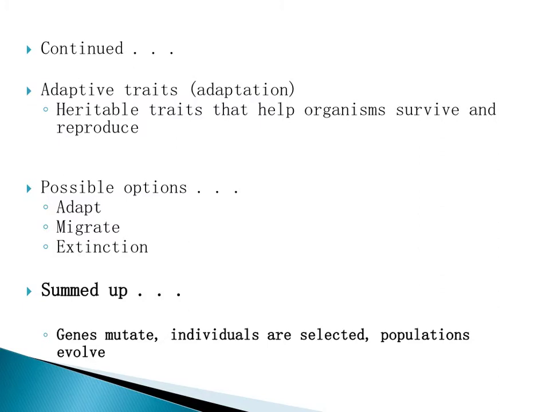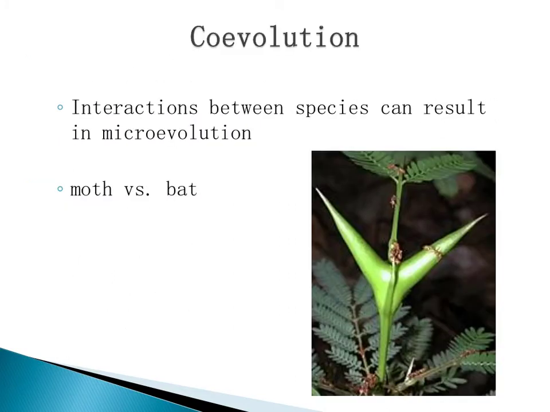Possible options: if a species cannot evolve fast enough to meet its environmental needs, and keep in mind that it's really the environment that drives all this. Our oxygen concentration right now is 21%. Let's say it shoots up to 40%, and our bodies can't handle that. Let's say that it occurs over the next million years. If we do not evolve toward that, we are going to become extinct as a species. So the options are you either adapt, you migrate away from that environmental change, or of course you become extinct. Basically, summed up, genes mutate, individuals are selected, and populations evolve.